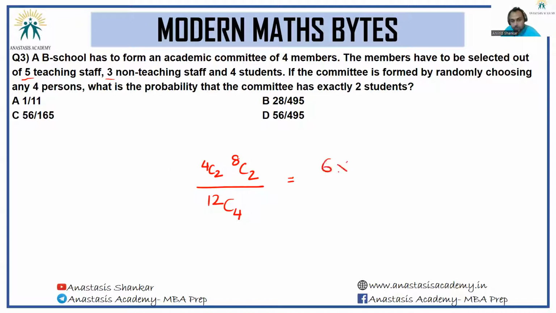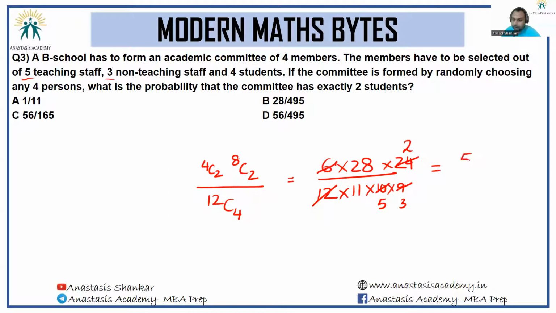So this will turn to 6 into 28 by, now see 4C2 and 8C2 are fairly simple to remember. This I don't remember. So I will break this down. 12 into 11 into 10 into 9 into 24. So cancel, cancel. I get 2. Okay. Cancel and cancel. I get 3. I get 5. 6 is gone entirely. So I'm left with 28 into 2, 56 by 11 into 15, 165. So answer should be option C.